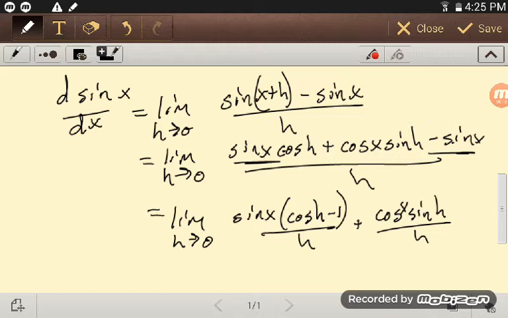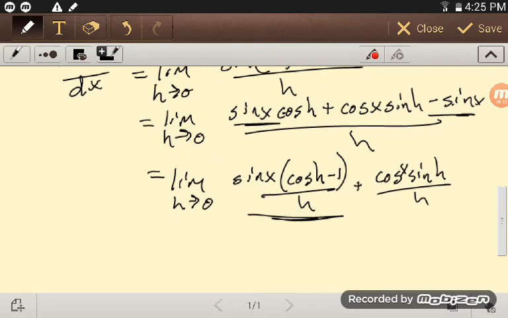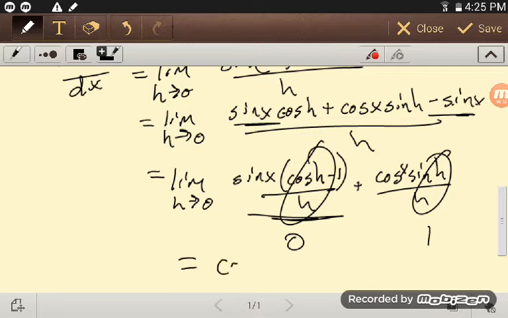Okay, so here I can split this up as the sum of the two limits, right? Now, sine of x, nothing happens with that. So I'm just worried about cosine h minus 1 over h, what happens as h goes to 0 there? And then sine h over h, what happens as that goes to 0? Well, this one goes to 0, and so 0 times sine x, you get 0. This one goes to 1, and so 1 times cosine x, you get cosine x.